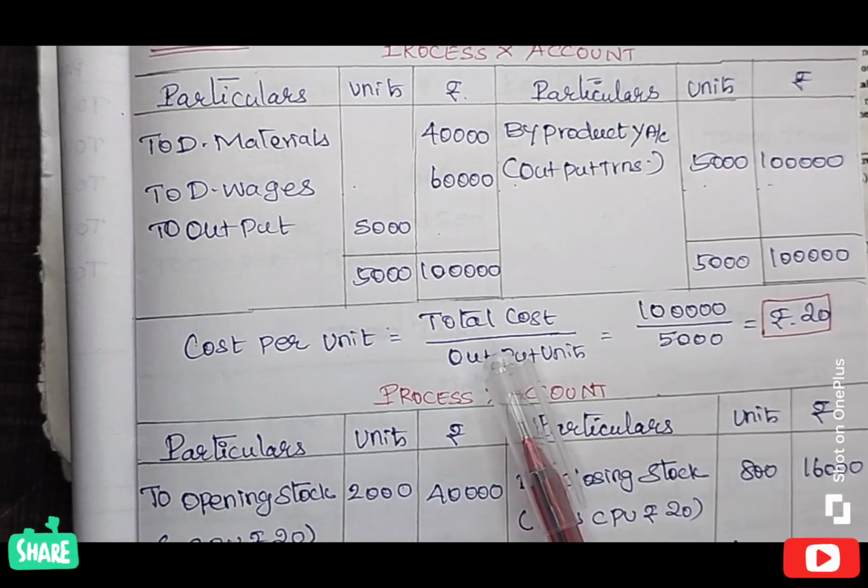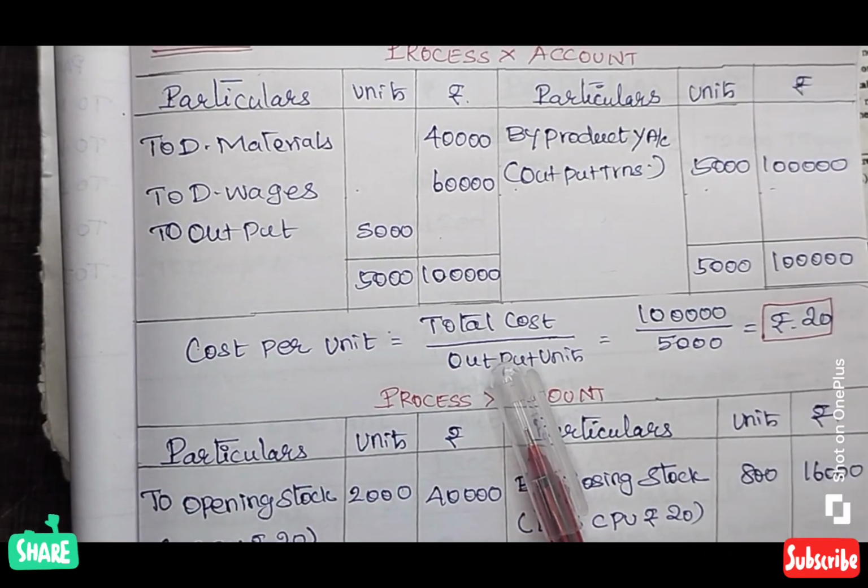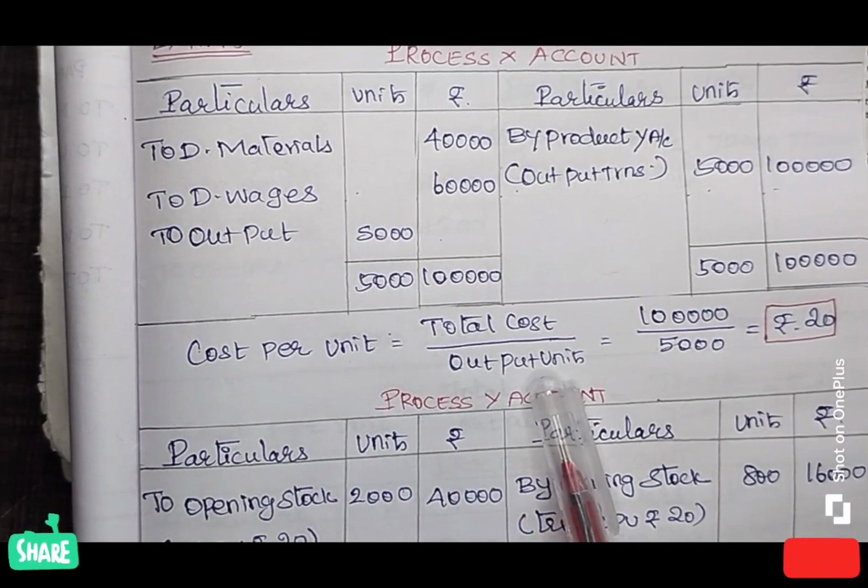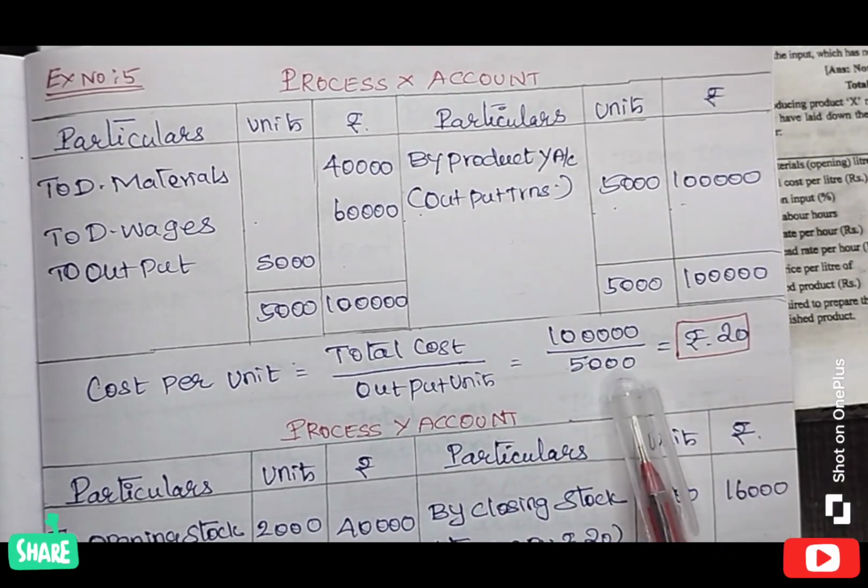Listen, now we are going to find out the cost per unit. So what is the format? Total cost divided by output unit. Total cost of 1 lakh rupees divided by output unit 5,000.